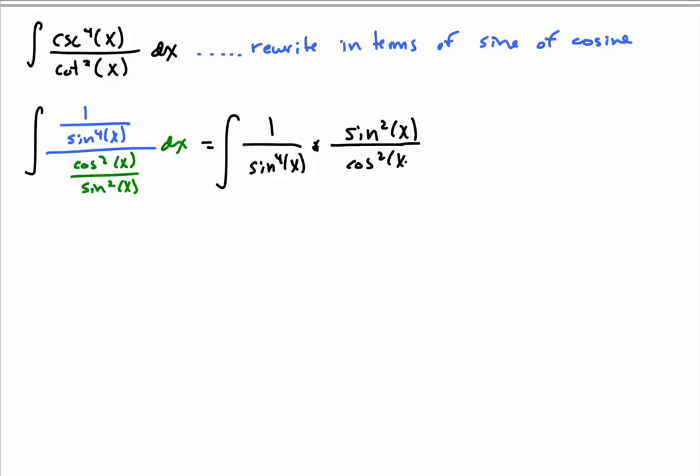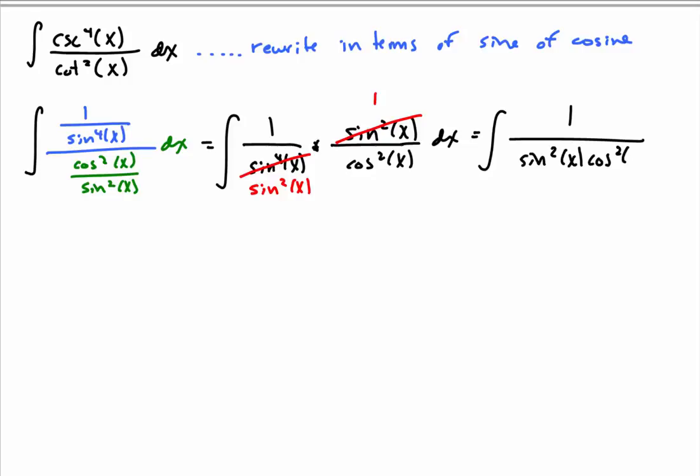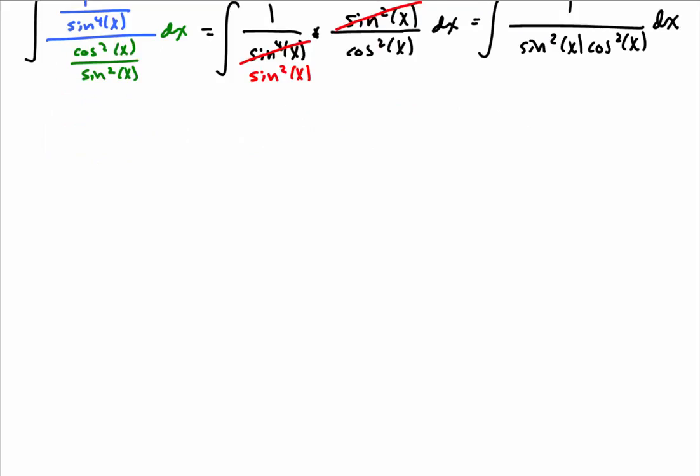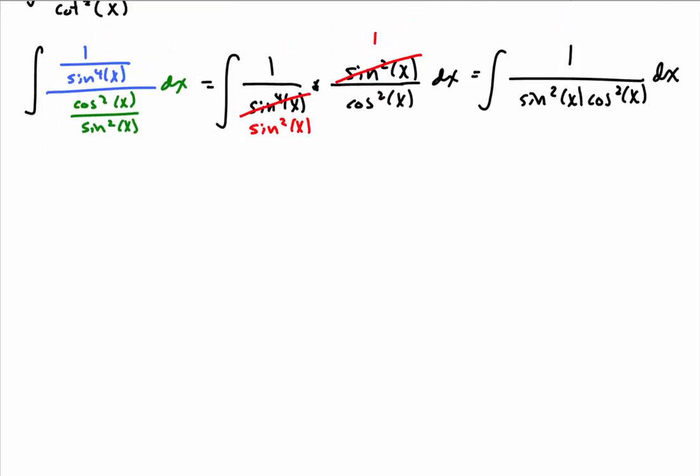And then I have some simplification that can occur, so this sine squared cancels down here to leave me with a sine squared in the denominator. And then rewriting this, it looks like I have 1 over sine squared cosine squared. Now there's several different ways that we can go from here, but I'd like some of these sine squareds and cosine squareds to cancel, because if they would cancel I would have some nice little antiderivatives to work with.